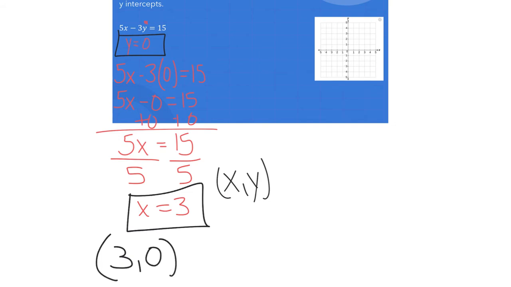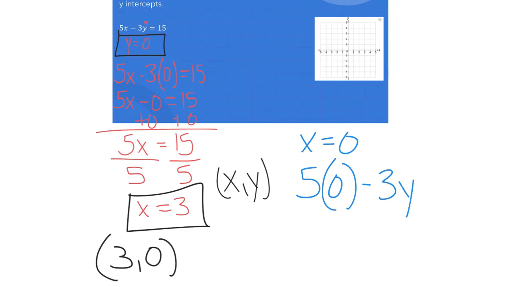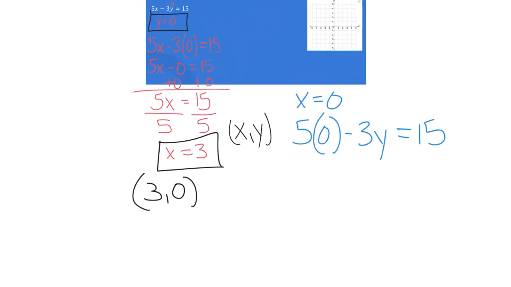So now we've had y equals 0. Now we're going to have x equals 0. With our equation, rewriting it, 5 times x, and x is now 0, minus 3y. We don't put in the y that we just found. We're trying to find 2 different points, so we're not going to put in that number. That wouldn't really make sense for this right now. So we are going to now solve for y.